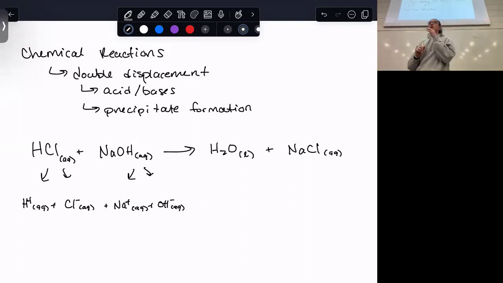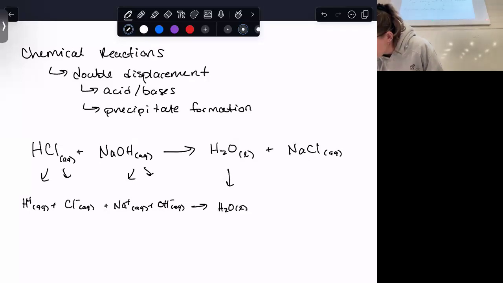So if we're writing this right side of the equation the way we wrote the left side, what does water do in solution? It stays the same. This just comes down, and it's just H2O liquid. What does sodium chloride do? That splits apart. It doesn't actually form that compound, sodium chloride. It just hangs out as Na+ ions and Cl- ions.